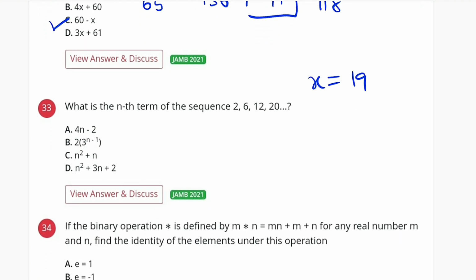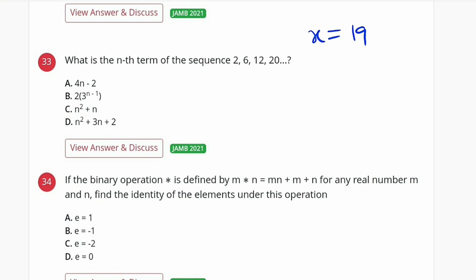Question number 33. What is the nth term of the sequence 2, 6, 12, and 20? We don't have to waste time here. The answer is n squared plus n. I will prove that for you. If n is 1, we have 1 squared plus 1. 1 squared is equal to 1, and 1 plus 1 is equal to 2. You can see it's equal to 2 the first time.